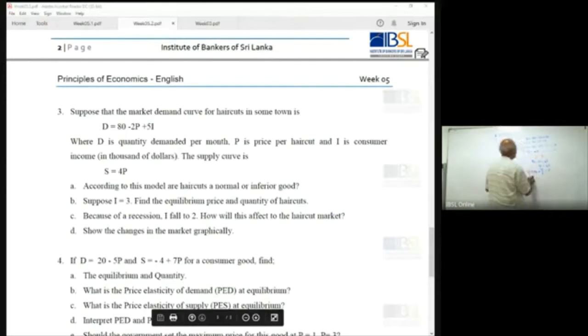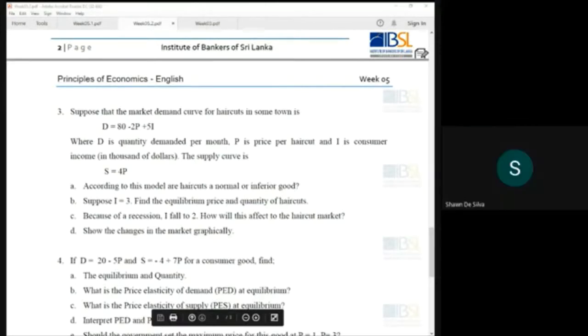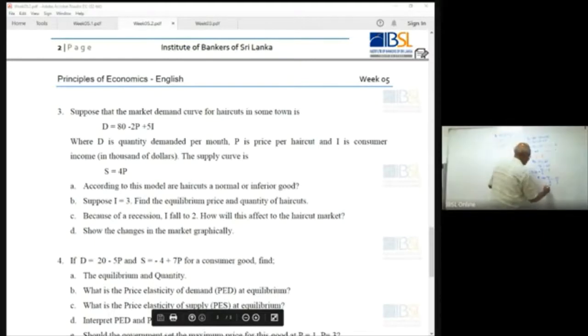You substitute this into either the supply or demand equation. Let's say supply, 4 into 95 for P over 6. Then it is 63.32. Yes, 63.32.